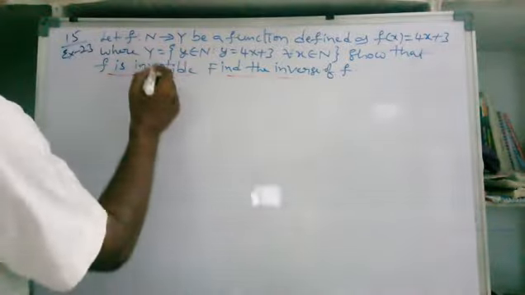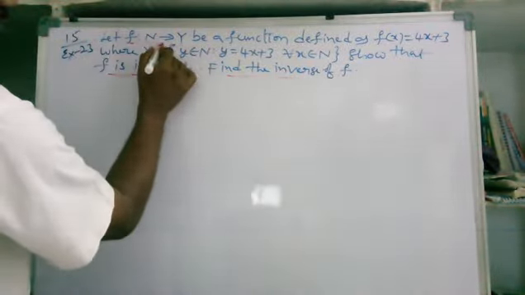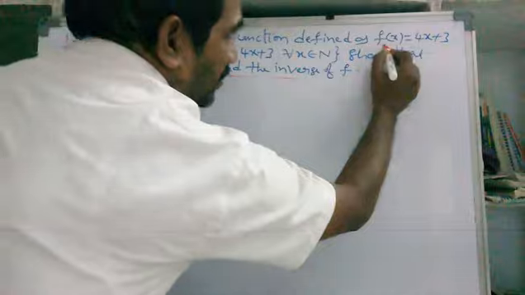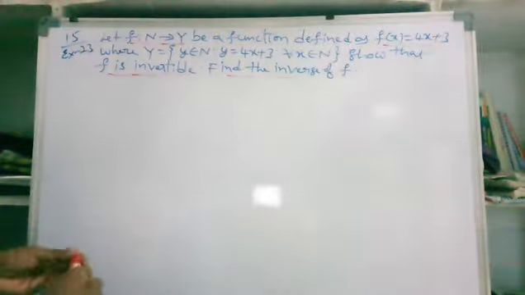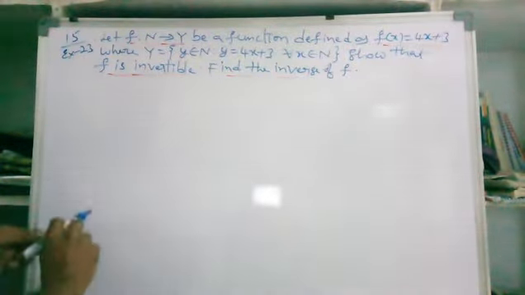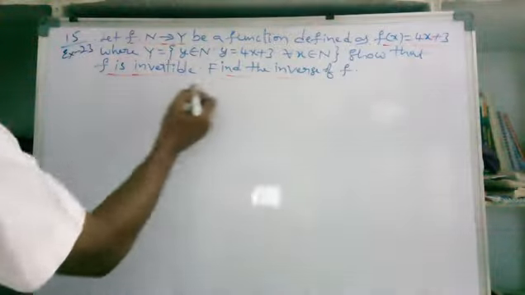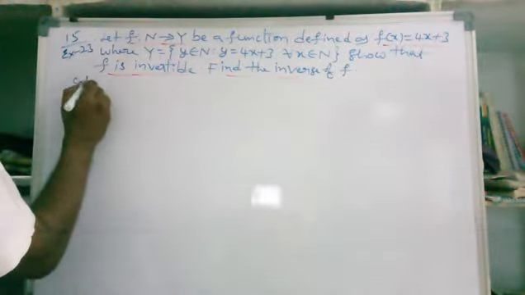So here, first write the given data. f is a mapping from N to Y, and f of x is equal to 4x plus 3. This is the given data. So in this problem, we have to show that f is invertible.